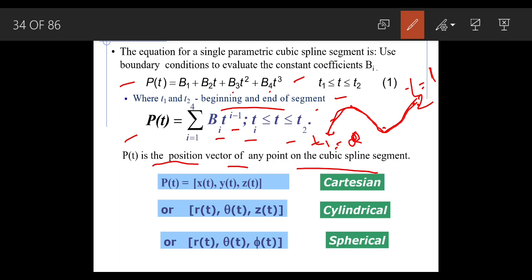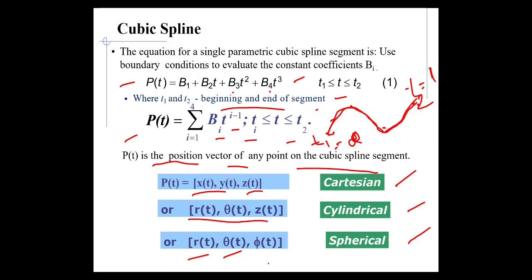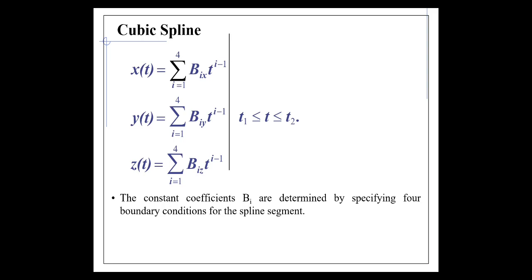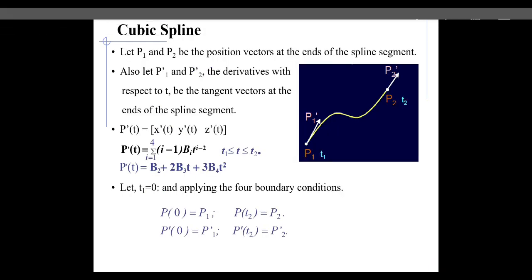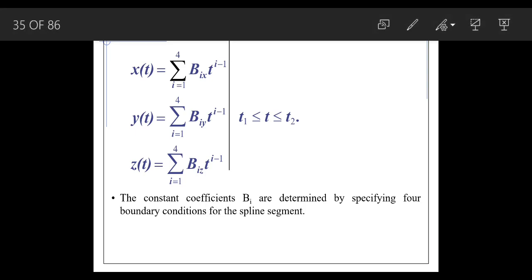Now this P(t) with x, y, z coordinates represents Cartesian coordinates. If we represent it with a radius and an angle, then it represents cylindrical coordinates, and if a radius and 2 angles are given, then it represents spherical coordinates. Now this cubic spline curve is written for 3 different functions, x(t), y(t) and z(t). So it is for the x coordinate.